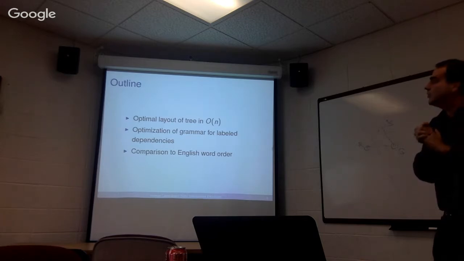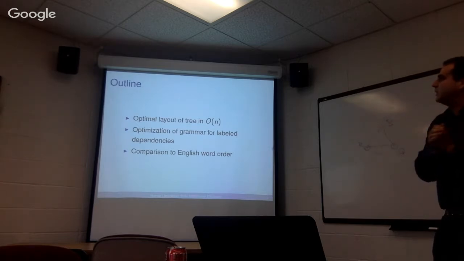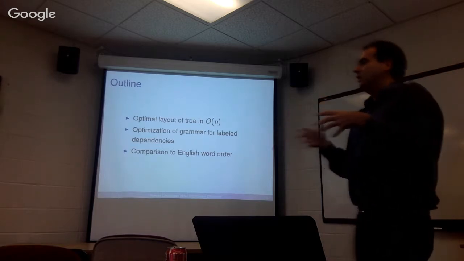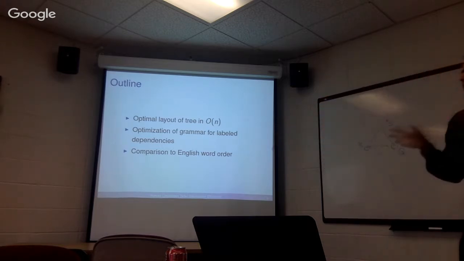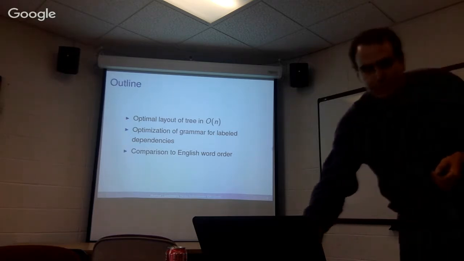The object always comes after the verb. So we want to work with grammars that have fixed word order in terms of label dependencies. So the labels on the dependencies are relations like subject and object. And we want to find a grammar where we put the label dependencies in some fixed order. We get to choose the order, and we want to optimize the dependency length to make it as small as possible. Then we want to see whether English actually looks like the grammar that we get by doing that optimization.